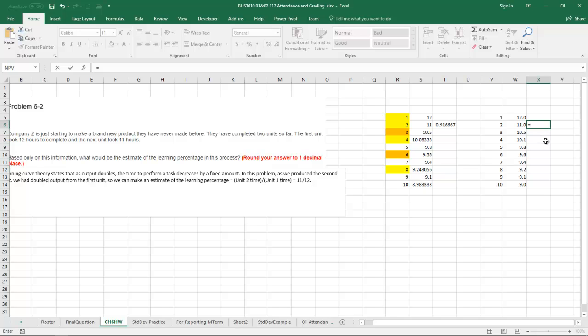But this will suffice. Out of a table of 10 numbers like this, how many different learning rate calculations can you make? Well, I gave you the answer. You can go from 1 to 2, that would be 1. You can go from 2 to 4, that would be 2. You can go from 4 to 8, that would be 3. You can go from 3 to 6, that would be 4. And then you can go from 5 to 10, and that would be 5. See, each of those relationships is a doubling in the number of units.